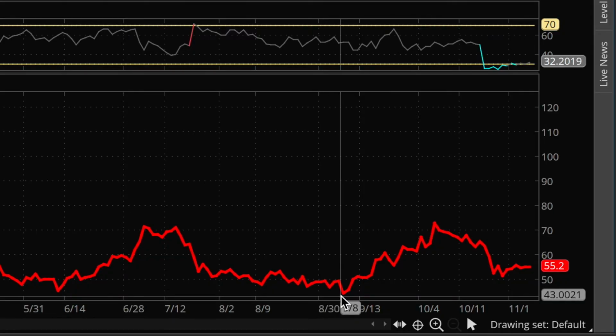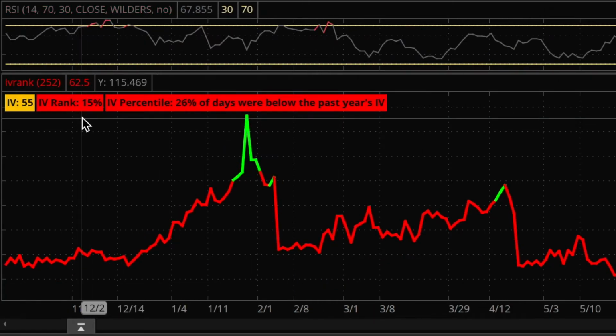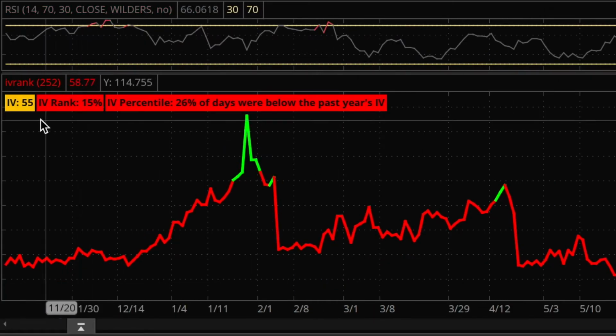And based on those two numbers, the IV rank indicator will tell you where the current level of implied volatility sits in between that high and that low. So right now with the IV rank being only 15%, that means the current level of implied volatility for Snapchat at 55% is definitely on the lower end. It's pretty close to that 1 year low.